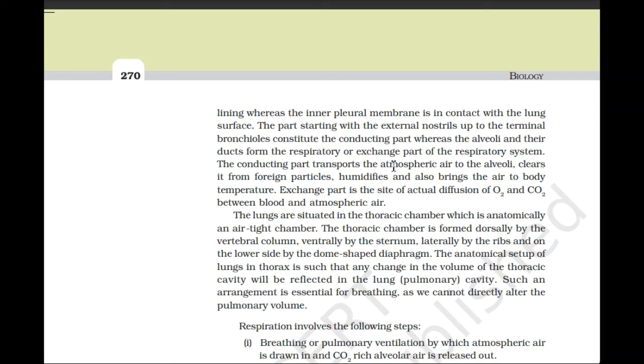The exchange part is the site of actual diffusion of oxygen and CO2 between blood and atmospheric air. The lungs are situated in the thoracic chamber, which is anatomically an airtight chamber. The thoracic chamber is formed dorsally by the vertebral column, ventrally by the sternum, laterally by the ribs, and on the lower side by the dome-shaped diaphragm. The anatomical setup of the lung in the thorax is such that any change in the volume of the thoracic cavity will be reflected in the pulmonary cavity. Such an arrangement is essential for breathing, as we cannot directly alter the pulmonary volume.